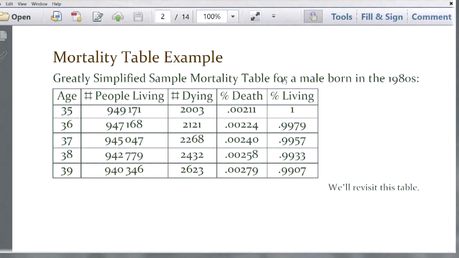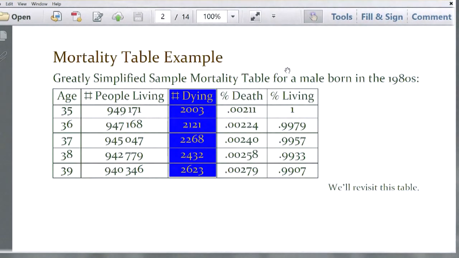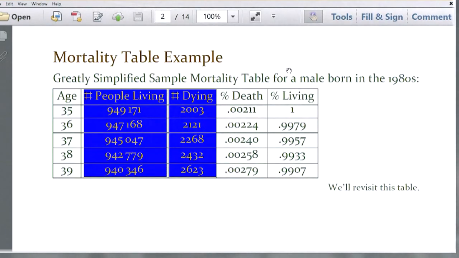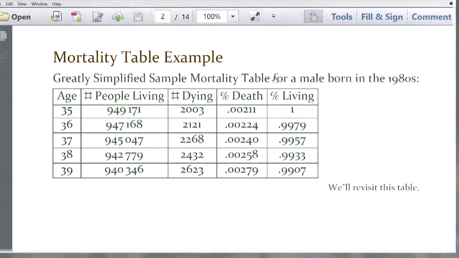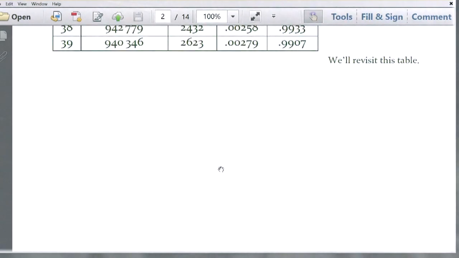So now if you take the number in column 3 and divide by the number in column 2, you get the corresponding fourth column numbers. So 2,003 divided by 949,171 will give you the column 4 number, and then 1 minus the value in column 4 will give you column 5. So that's basically where we are. And this is what we are going to use to solve our problems that I'll be discussing shortly. We'll come back to the numbers in this table.